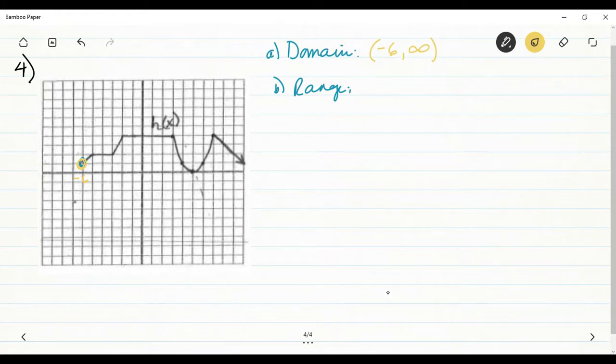Our range, since this arrow goes on forever down, is actually going to start at -infinity, and it travels up to a positive value of 4, where it doesn't go any higher than that, and 4 is included.